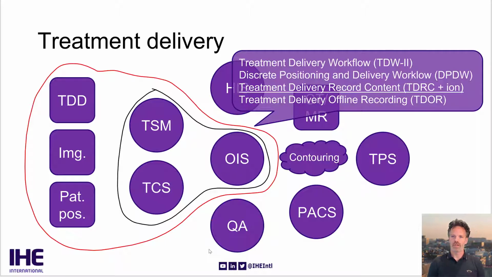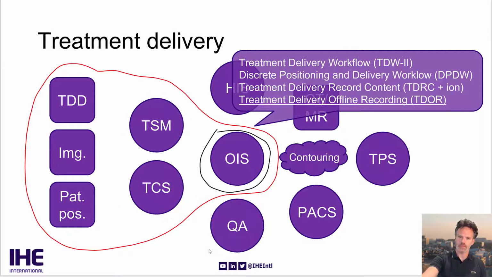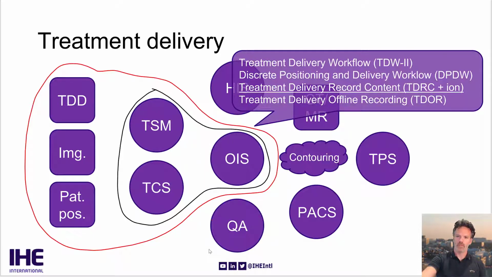There's the treatment delivery record content. This defines what should be recorded as the result of a treatment. There's one profile for photon treatments and a separate for ion treatments. The delivery record content is, on the one hand, the delivery passed perfectly, the fraction was completely delivered, or there's various fail states, there's partial delivery, and there's resumption of partials. So those are the most common scenarios. Of course, cancellations as well.